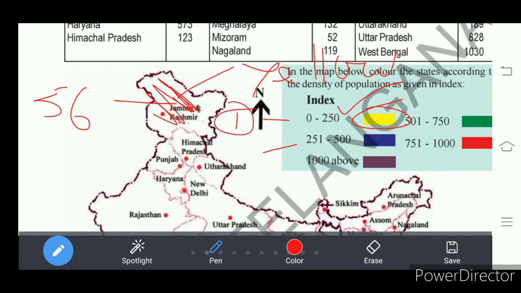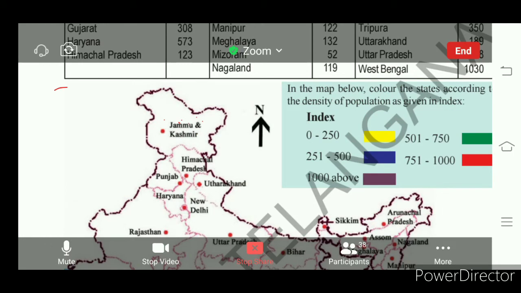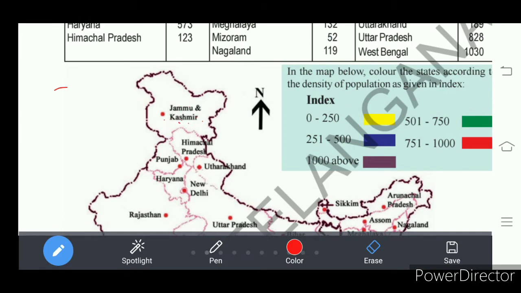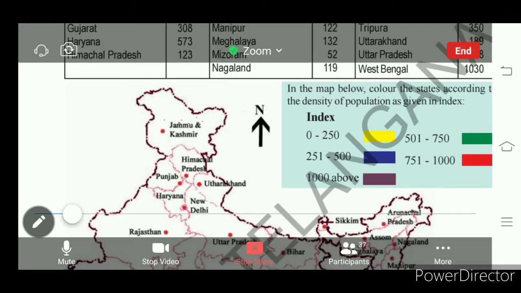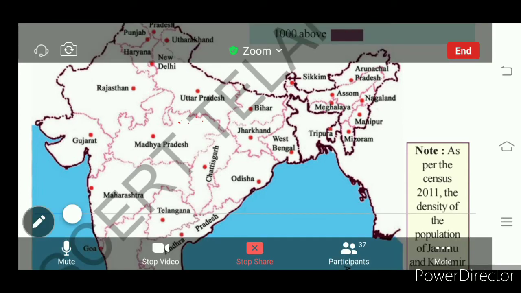Yellow, so that we can identify that it is below 250. Understand? So this is the India map showing the population density in various states, using different colors for different divisions of the population. First, the population is taken into certain divisions, and based on that, we make the population map. So this is India showing the population density.